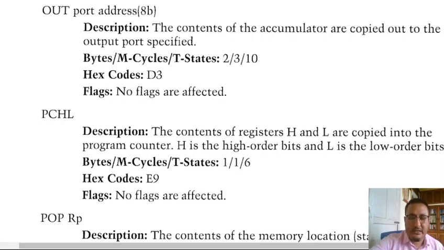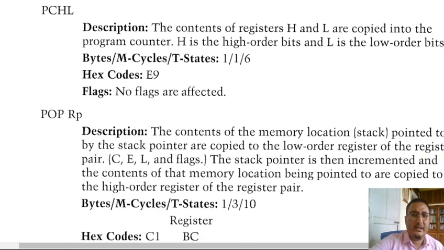Now PCHL, a very important instruction. What the PCHL instruction does is that the content of the register pair H and L is copied to the program counter. H goes to the higher order bits and L to the lower order bits.